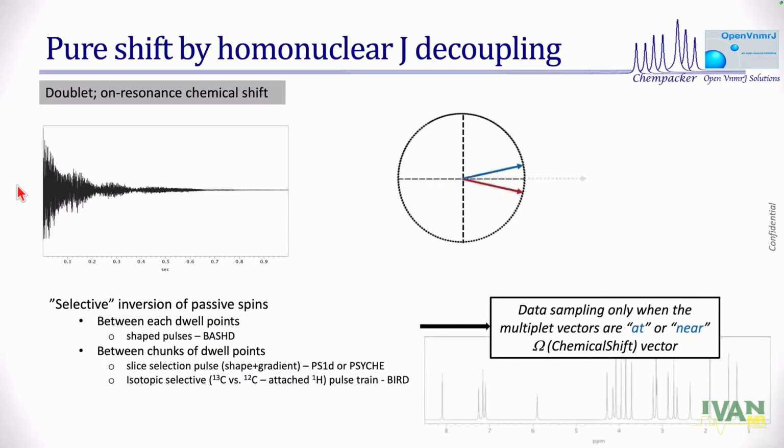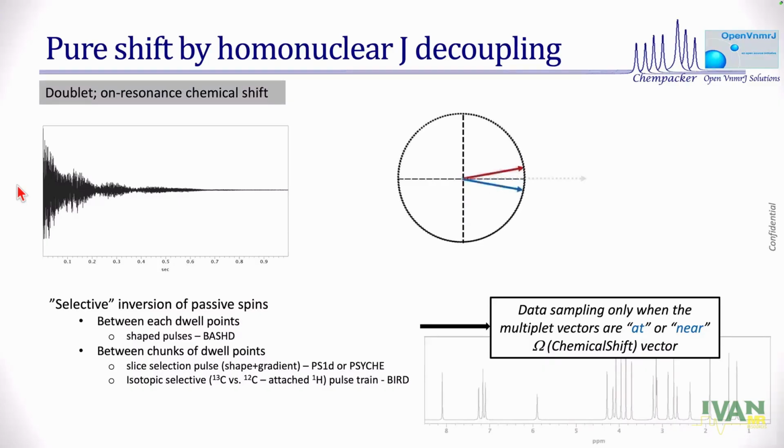The idea is we only sample when the multiplet vectors are at or near the chemical shift vector. So when they are further away, we are not sampling the data. Whenever they come together, we sample it. So it's as though we cheat the system, the receiver, to think that all the frequency that it sees is always at the chemical shift position. So when you do the Fourier transform of that, you get a pure shift spectrum. That's the idea behind it.